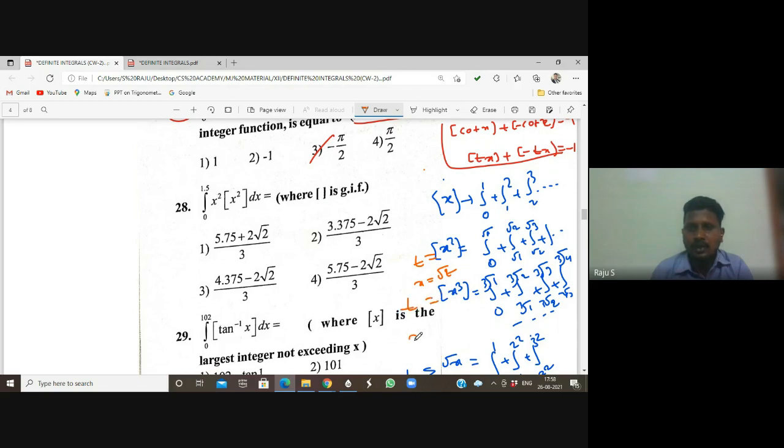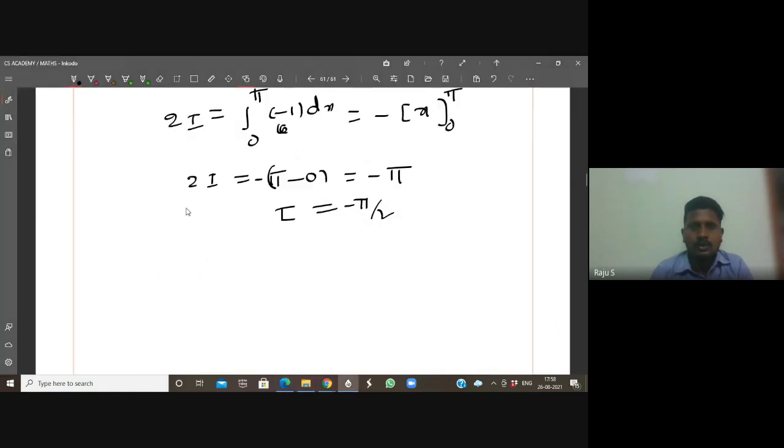x cube is equal to t, so x is equal to cube root of t. Like that. Here x square is there. So the integral from 0 to 1.5 of x square times the greatest integer of x square, dx. This is I. This is question number 28.